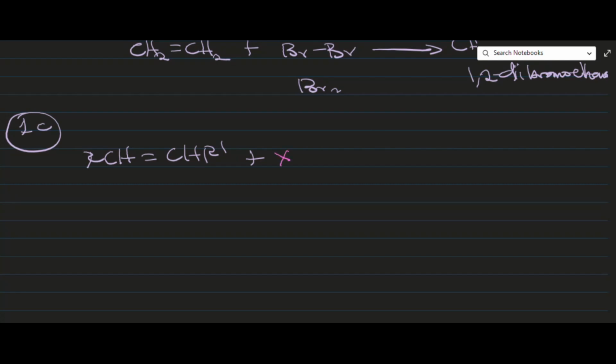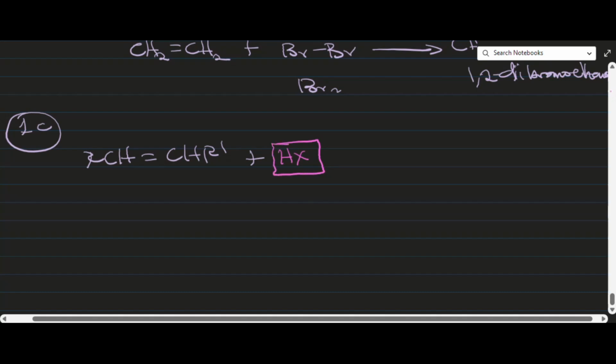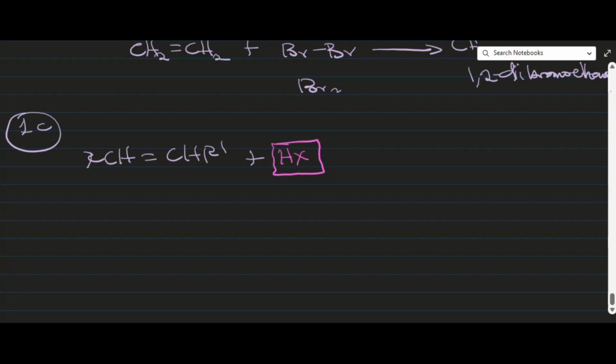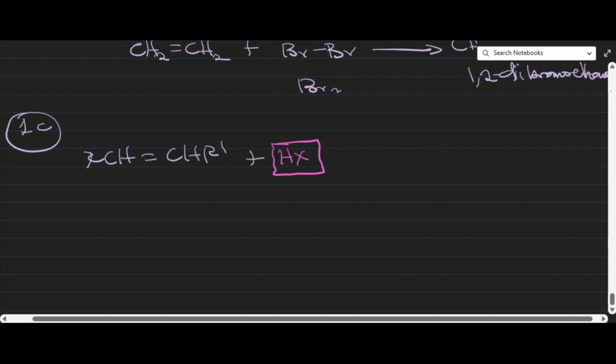I will write HX instead of X first. So HX. That is what we are adding. This addition will follow a rule that is called Markovnikov rule. This rule is very important in this case because one of the atoms in this compound is hydrogen and the other one is halogen. So you'll be thinking, where will the hydrogen go in this case?